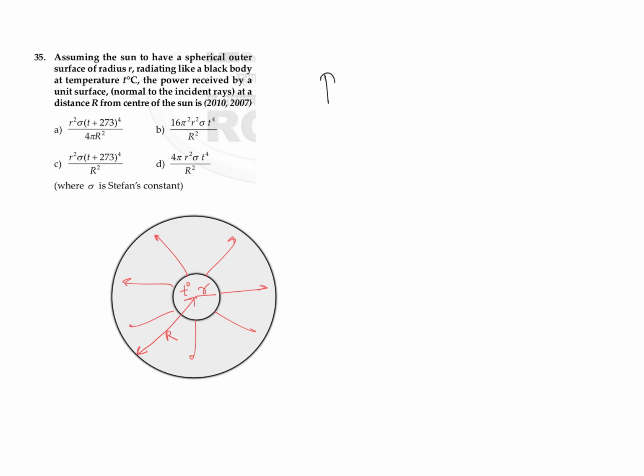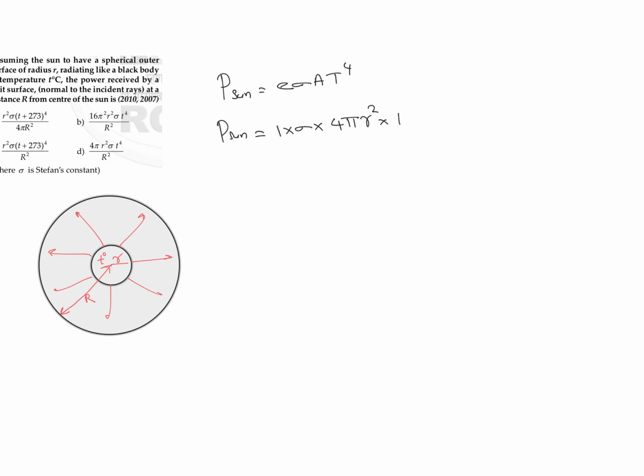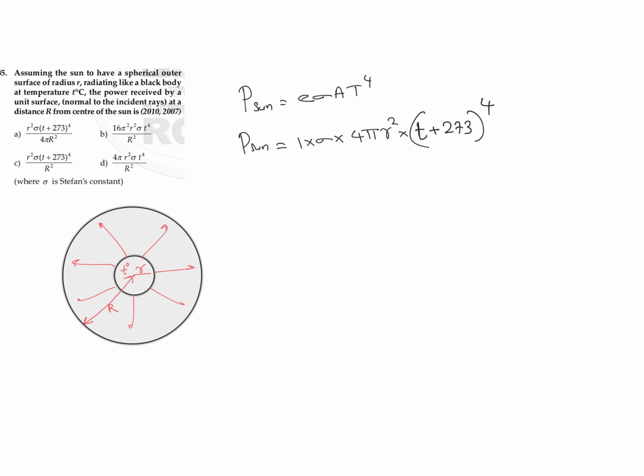So the power radiated by the sun will be equal to, we can use this equation, E sigma A, temperature of the object raised to 4. So according to this question, the value of E is given as nothing but 1, sigma into the surface area of the sun, which we can take as 4 pi into small letter r square, into the temperature of the sun, which is given in T degrees Celsius. We need to convert it into the Kelvin scale, so we can add 273. So (T plus 273) raised to 4.